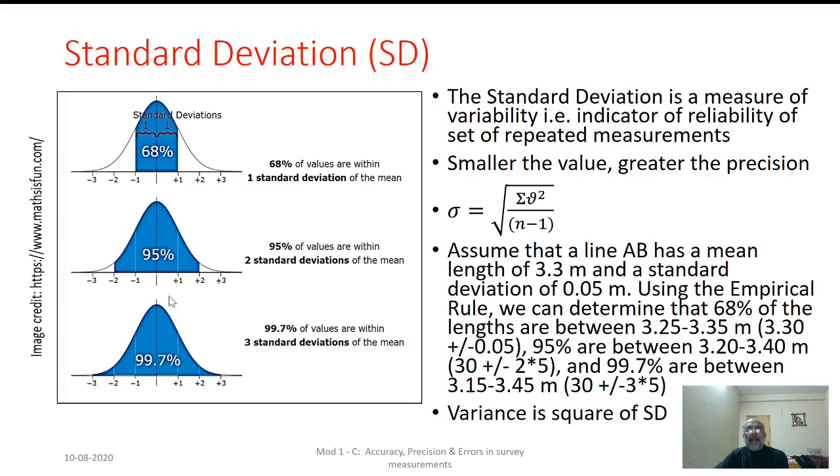Whereas 95% are between 3.2 and 3.40 meters, which is determined as 3.3 plus or minus 2 times the standard deviation value. Similarly, 99.7% are between 3.15 and 3.45, which is determined as 3.3 plus or minus 3 times the standard deviation. The standard deviation, if squared, gives the variance.